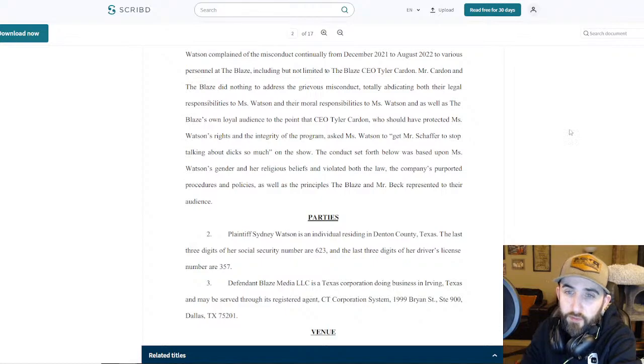The conduct set forth below was based on Miss Watson's gender and her religious beliefs, and violated both the law, the company's purported procedures and policies, as well as the principles The Blaze and Mr. Beck represented to their audience.